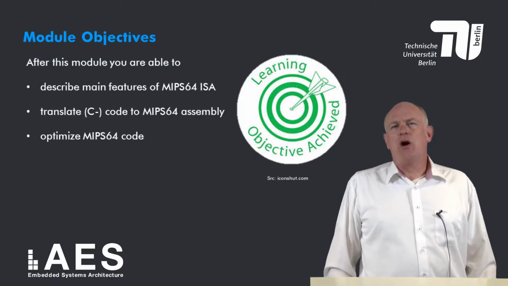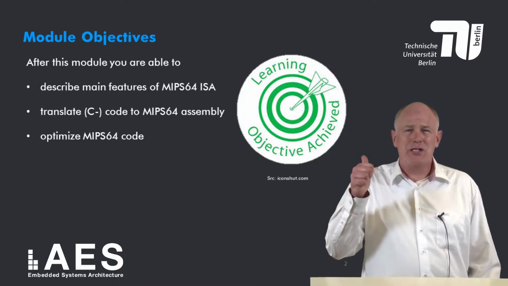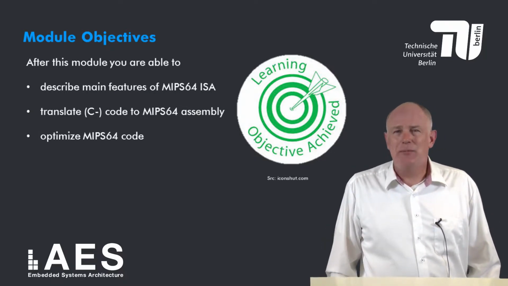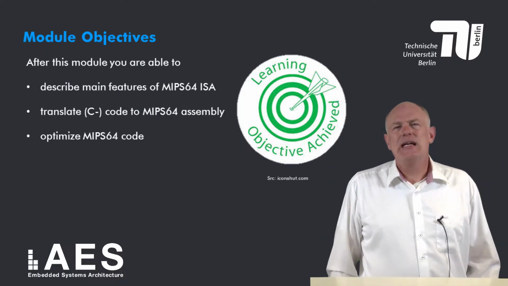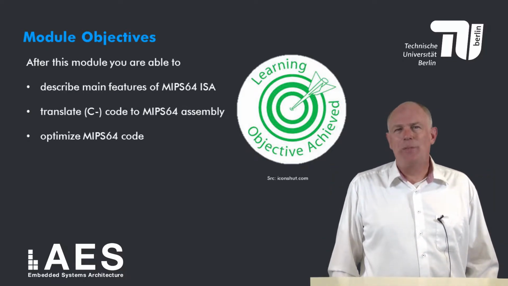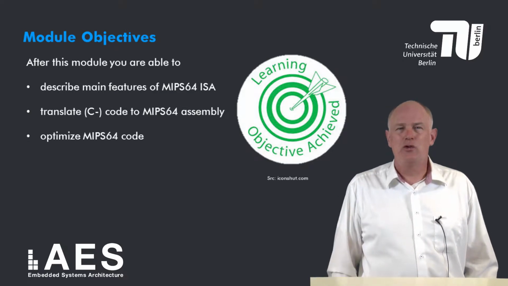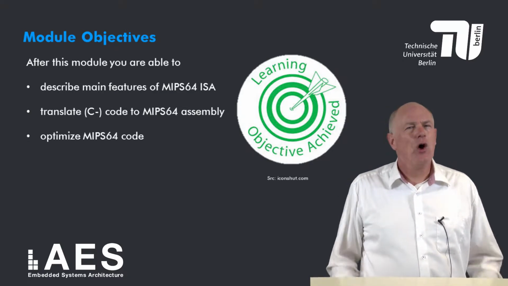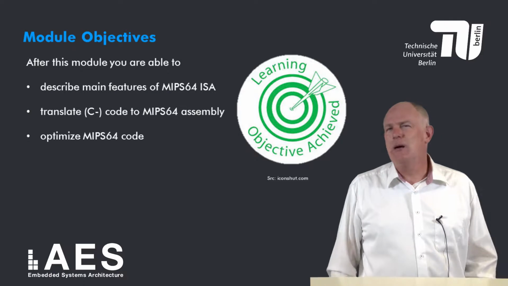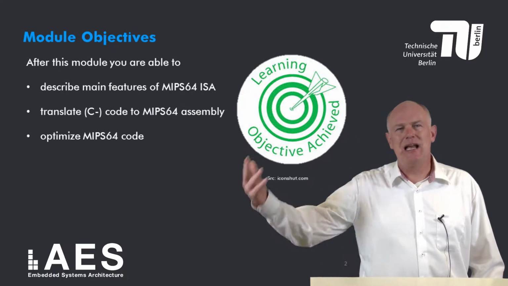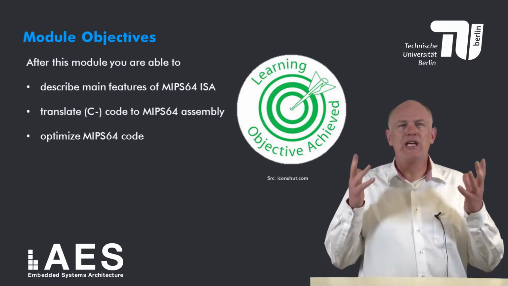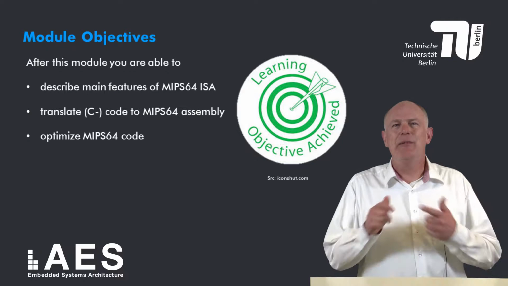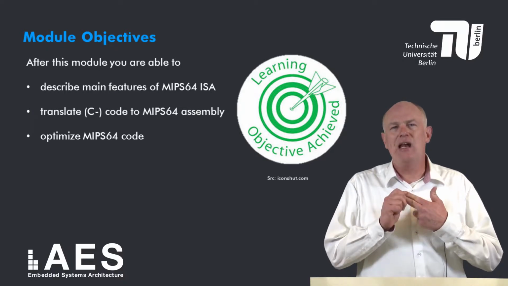The goal of this module is to enable you to first describe the main features of the MIPS64 instruction set architecture, or ISA. Second, to translate small pieces of usually C code to MIPS64 assembly. All our examples are in C, but it's a small step to translate to other procedural languages. And third, to optimize MIPS64 code using compiler techniques such as elimination of induction variables and loop unrolling.